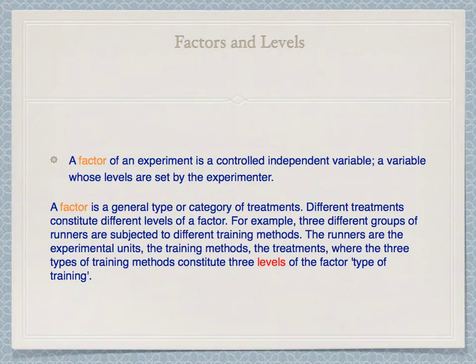Factors and levels. A factor of an experiment is a controlled independent variable, a variable whose levels are set by the experimenter. A factor is a general type or category of treatments. Different treatments constitute different levels of a factor. For example, 3 different groups of runners are subjected to different training methods. The runners are the experimental units, the training methods are the treatments, and the 3 types of training methods constitute 3 levels of the factor, or the type of training.